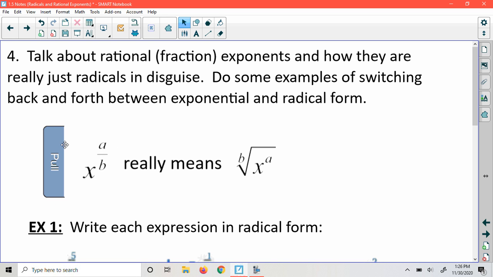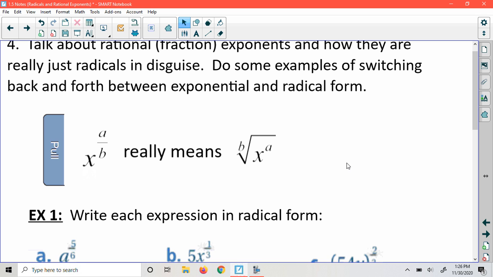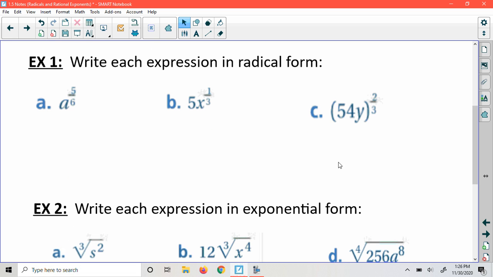Here's the rule if you want to pause the video and copy that down. X to the a over b power really just means the b root of x to the a power. Main job here is to remember the top number, the numerator in the fraction, is the power. The bottom number, or the denominator of the fraction, is the root. As long as you can keep those two things straight, you're in pretty good shape.